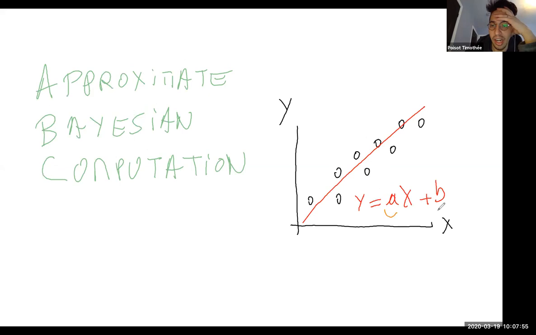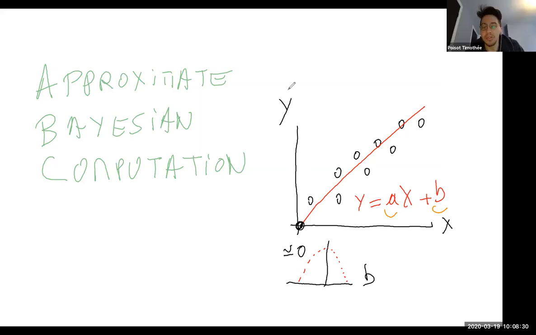So the question we may be asking is what are the values of these two parameters, A and B. ABC is a Bayesian method, because the first thing we need to do is have a prior distribution for the value of these parameters. This line seems to be intercepting the origin at about zero, so maybe we can say that the distribution of B is going to be centered on zero. That's our prior distribution for B.